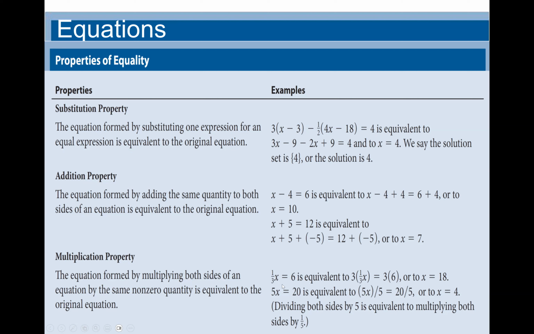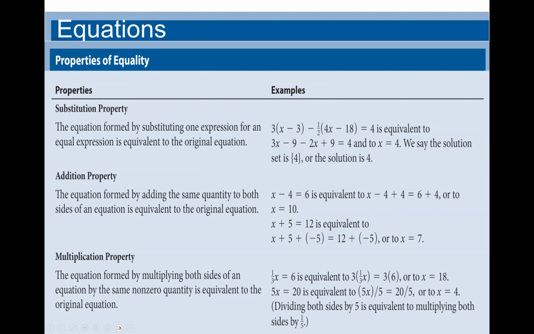So for example, I have 1/3 x equal to 6. It's the same as saying 3 times 1/3 x equal to 3 times 6. So I'll multiply 3 to both sides of the equation. So 3 times 1/3 is 1, so I'll get x, and 3 times 6 is 18. So our final solution will be x equal to 18.